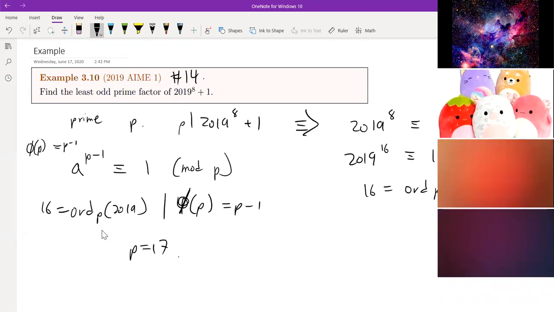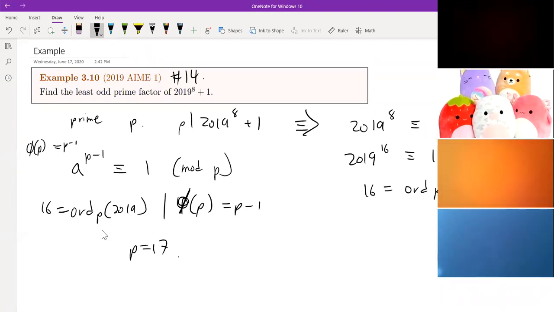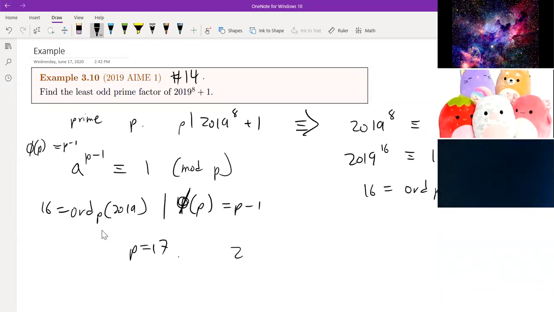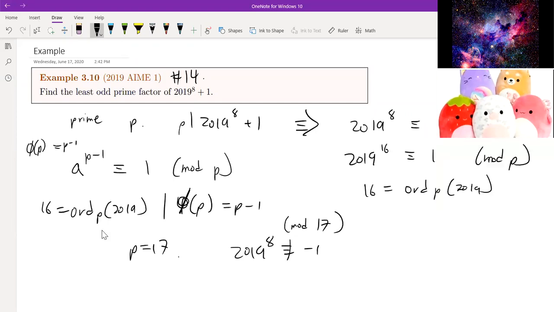Now this is where you have to do some computation. This is an AMC number 14. You can't expect it to be relatively computationless. So if we do the math and we calculate what 2019 to the power of 8 is, we don't actually calculate this. We calculate it mod 17. So that's a lot easier. We actually get that this is not congruent to -1 mod 17. And remember, we are only assured that the order is 16. We don't know if this is actually -1 based on this expression here. So we have to keep testing primes.